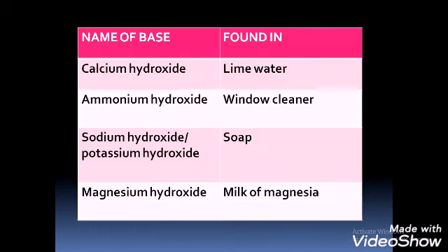Next one, some names of bases and the substances in which they are found. First one, calcium hydroxide is a base which is present in lime water. Second one, ammonium hydroxide is another base which is present in window cleaner. Third one, sodium hydroxide or potassium hydroxide is present in soap. Magnesium hydroxide is present in milk of magnesia.